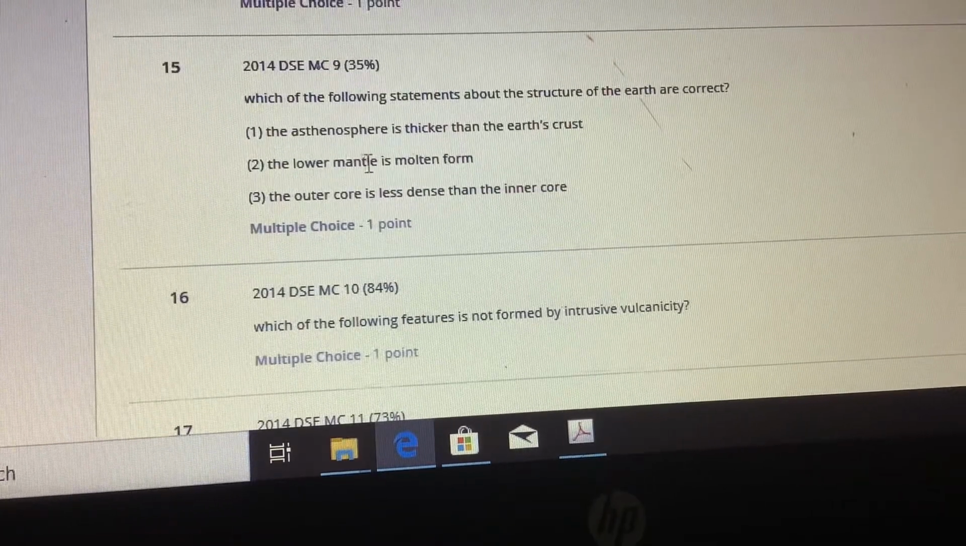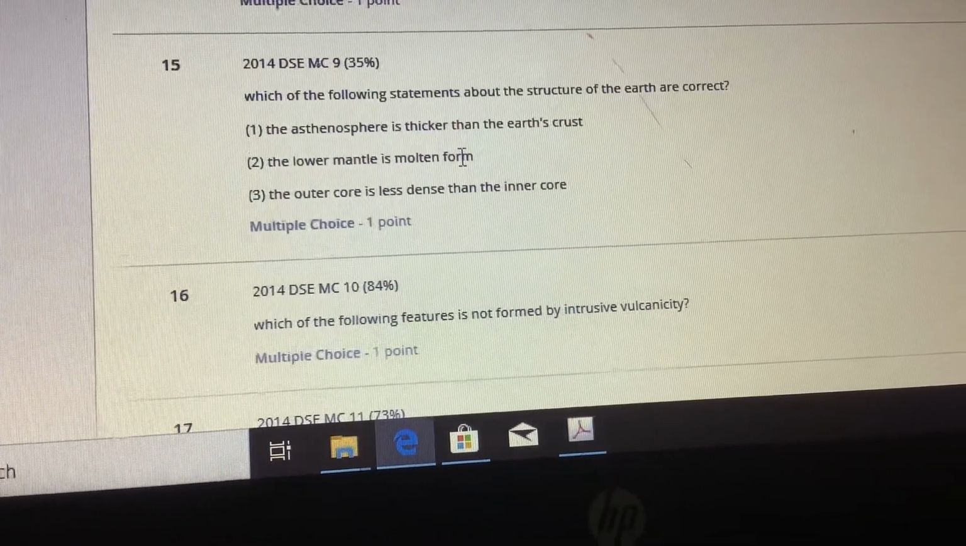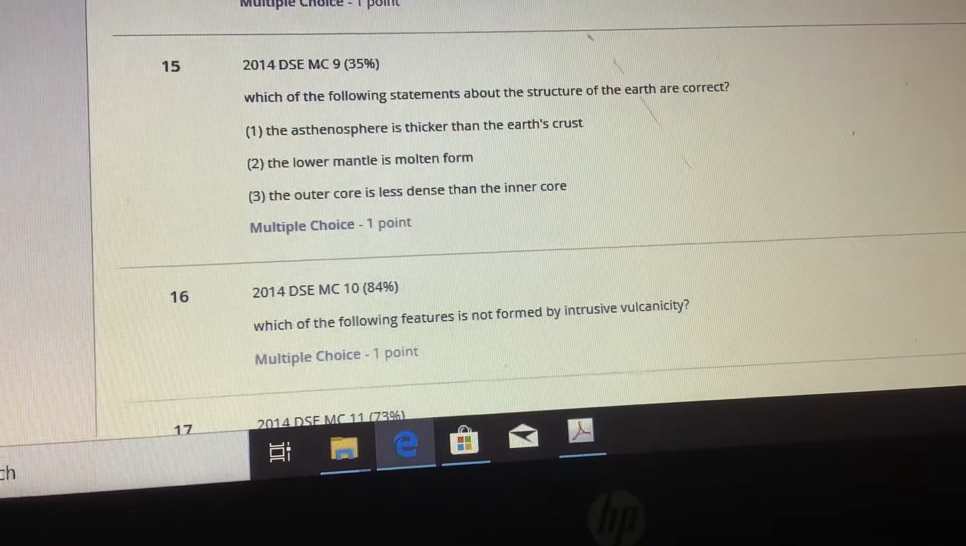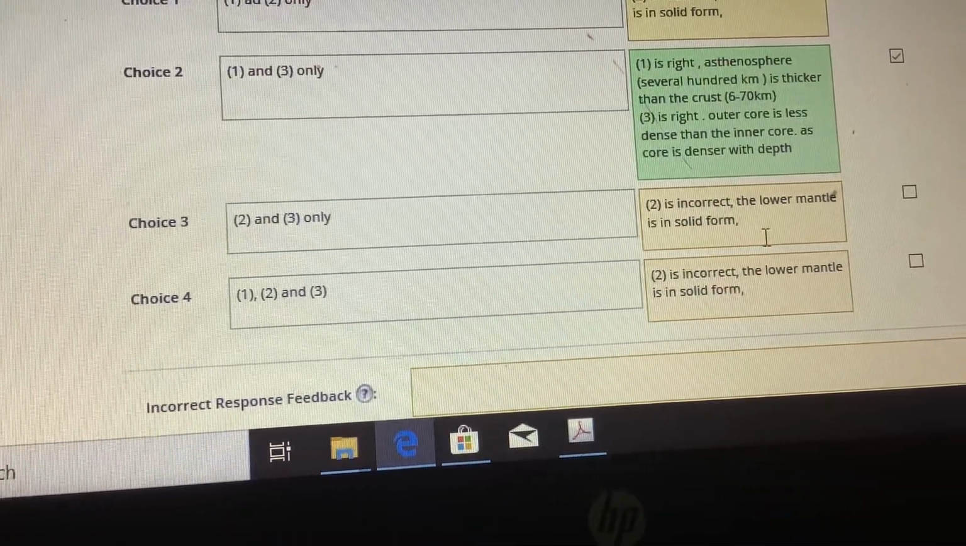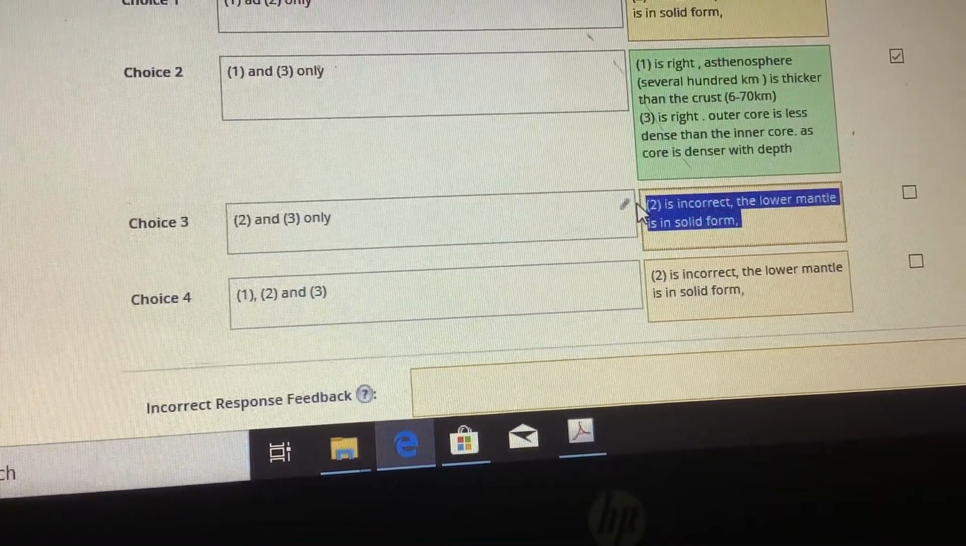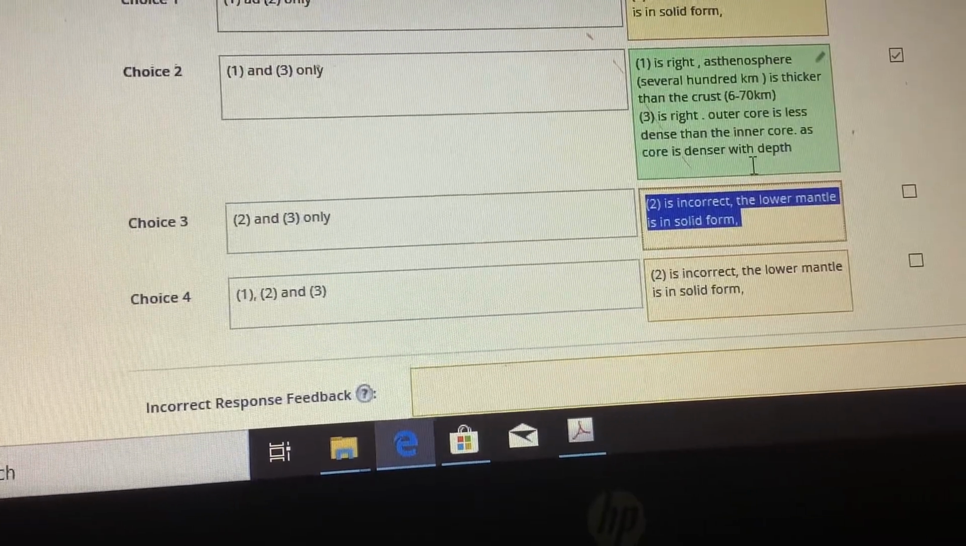Number 2, the lower mantle is in molten form. Lower mantle, let's check it out. I forget, I'm not sure. Sorry. It should be in molten form, isn't it? No, it's semi-molten form. But anyway, it said solid form, but I think it should be semi-molten form.